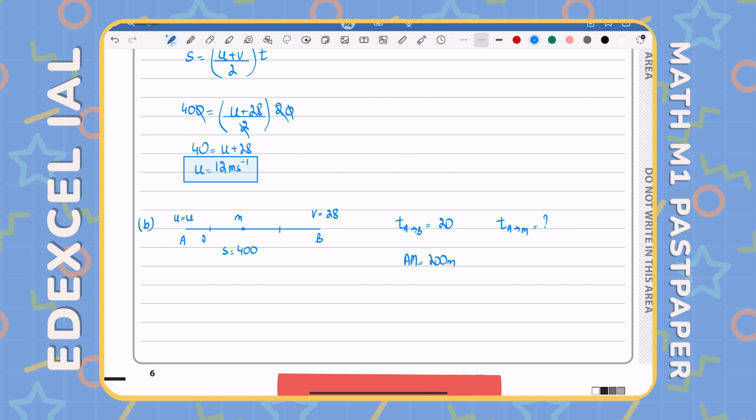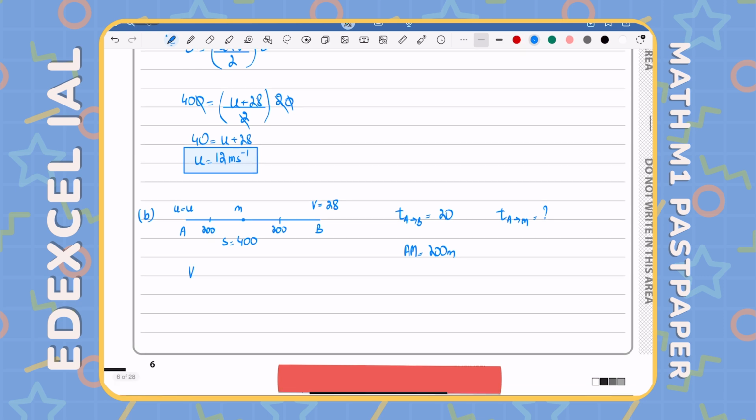So that means we can find out the acceleration. Let's find out the acceleration, for which we can use v = u + at. v is the final velocity, that's 28. u is the initial velocity, which we just worked out, equal to 12. a, we don't know.